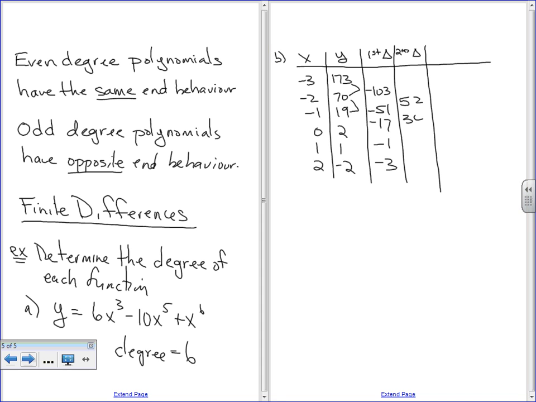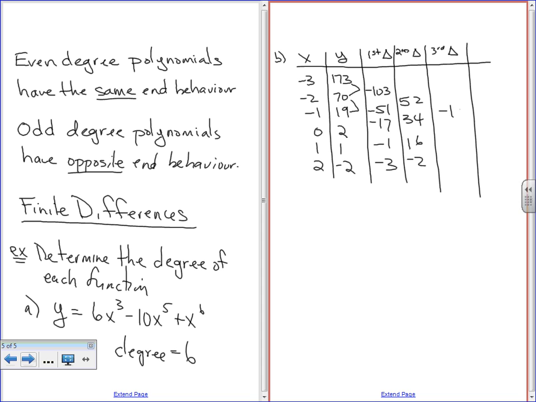52. So remember, on a test, you have to subtract them in the correct order. That obviously isn't the same. Go to the third one, and if the third one works out, which in this case it does, then because the third difference is constant, you can say the degree of this polynomial is 3, which ultimately means it's a cubic function. Any questions on finite differences? Okay.